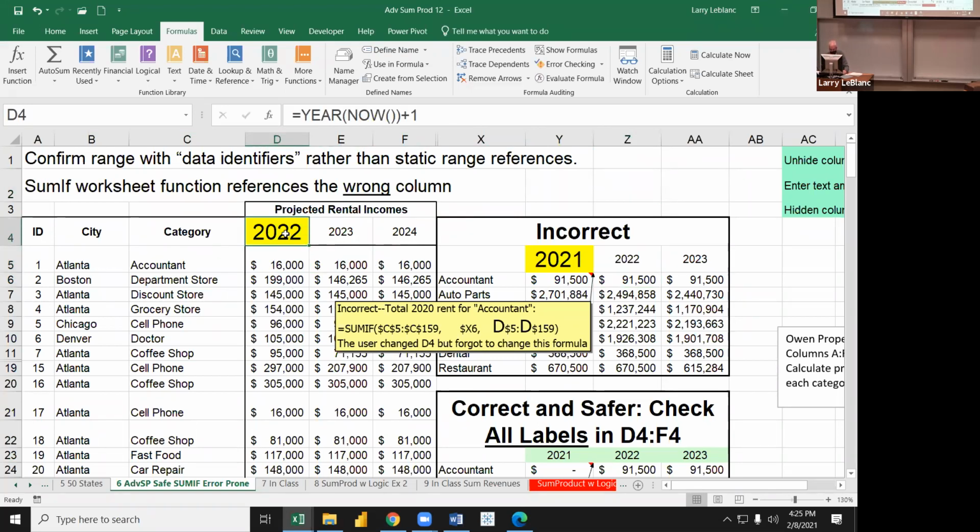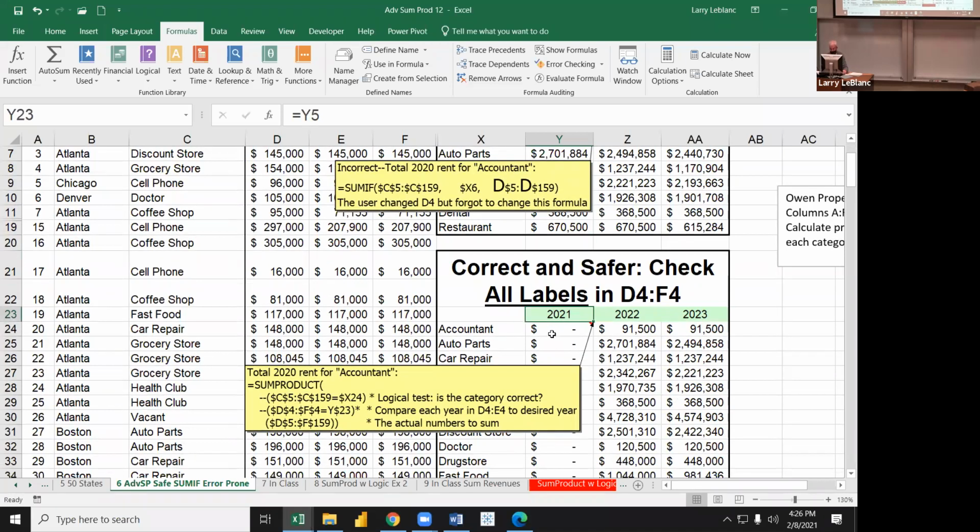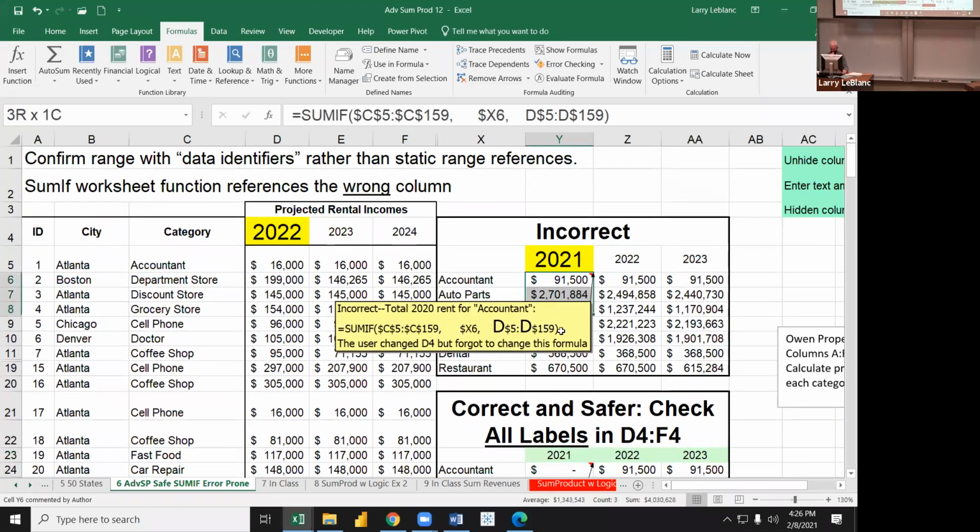I have data for 2022, that's next year, 2023 and 2024. With these labels, we're a property rental company, Atlanta, Boston, accountant, etc. The answer is supposed to be 0 for here. There is no data for 2021. I forgot to update this one. The yellow one is supposed to be 2022. This one's supposed to be 2022. These numbers are all wrong, as it says incorrect.